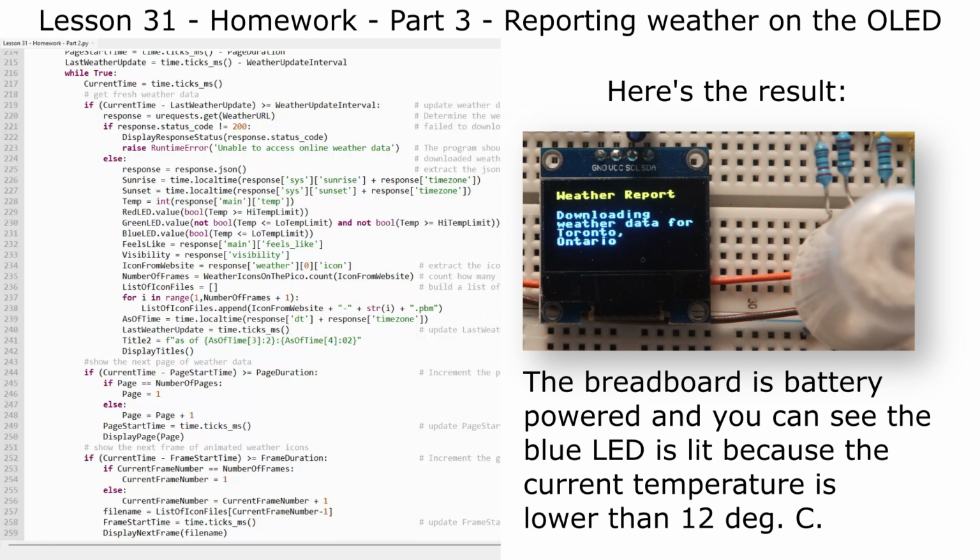The breadboard is battery powered, and you can see the blue LED is lit because the current temperature is lower than 12 degrees C. It's a cool afternoon here in Toronto. This video is long enough. I'll speed this section up just a bit so you don't have to watch the weather report screens change in real time.